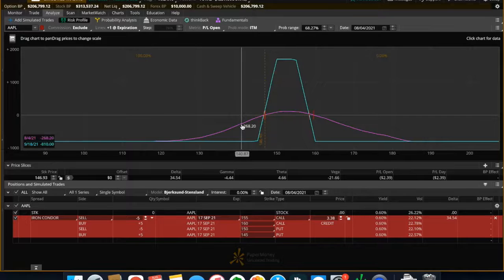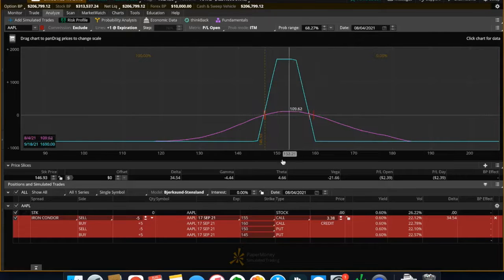I just want you to see how to read the P&L graph. So this is a position that if it hovers around this middle area, anywhere in the middle, I'm probably going to be profitable for some time. And if it goes way outside these wings, I've got risk.